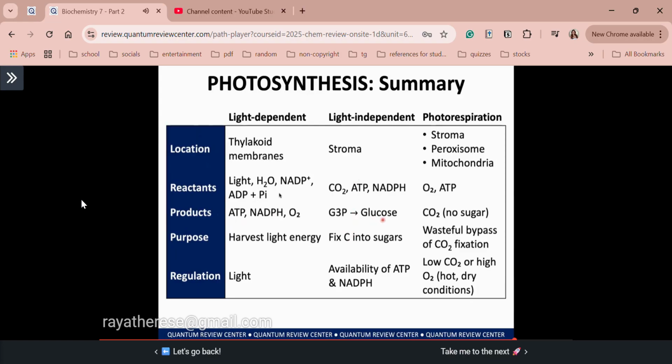Sir, glucose talaga lagi ang final product? No, it can also be G3P lang depending on the needs of our cells. And lastly, sa photorespiration, again class, carbon dioxide is produced and here we do not produce sugar. And purpose again, very straightforward class ha. So we already discussed the purpose of each processes occurring in photosynthesis, including your photorespiration reaction. And regulation, of course, for light-dependent, from the name itself, light intensity. For light-independent, of course, ang main regulatory or effector molecules niyan, ang energy products. And lastly, for photorespiration, of course, your low carbon dioxide or high O2 concentrations, particularly in hot or dry conditions.